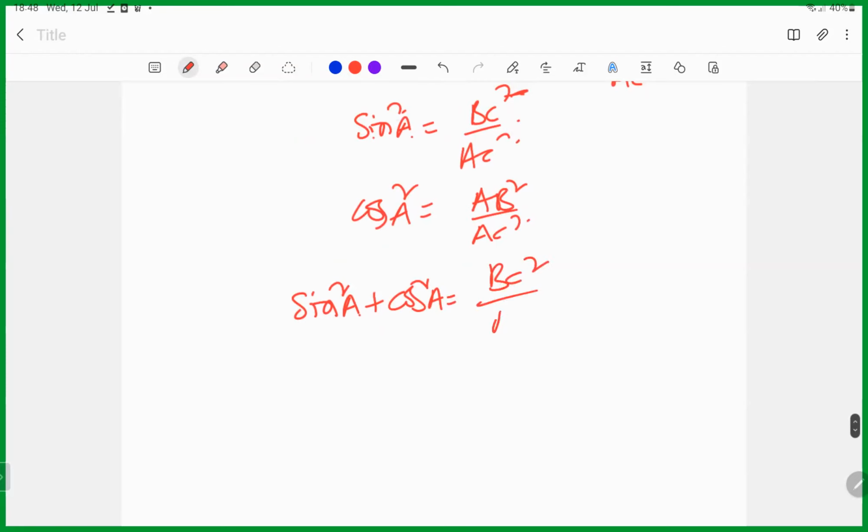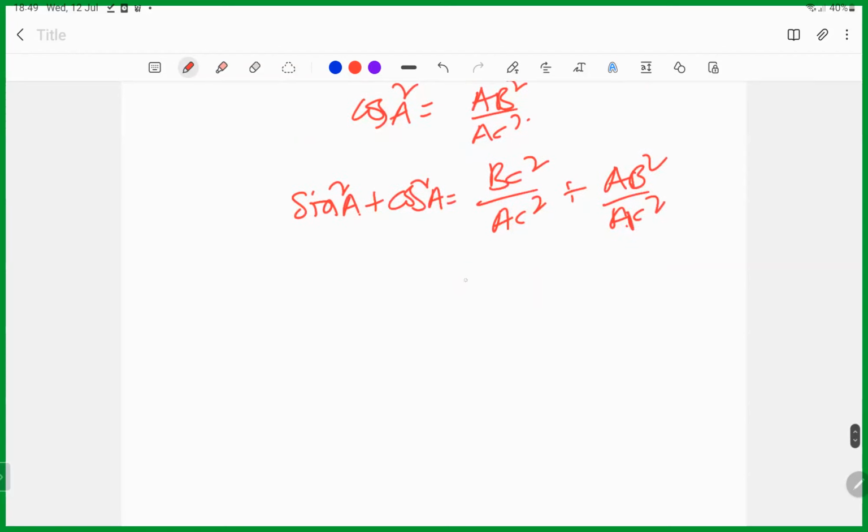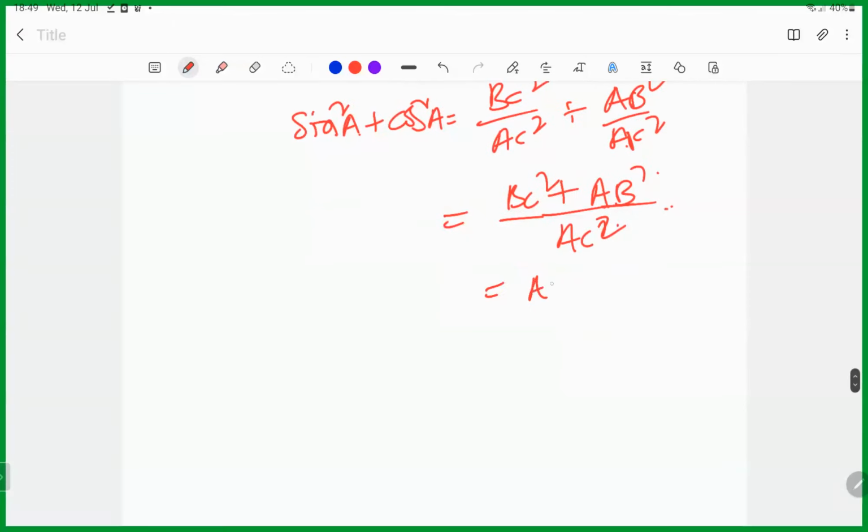BC square by AC square plus AB square by AC square. Here in the denominator, AC square is common, no? BC square plus AB square. From Pythagoras theorem, what is BC square plus AB square? AC square. So AC square by AC square equal to 1. Sin square plus cos square equal to 1.